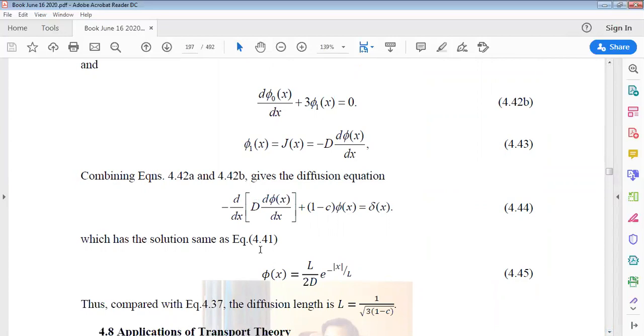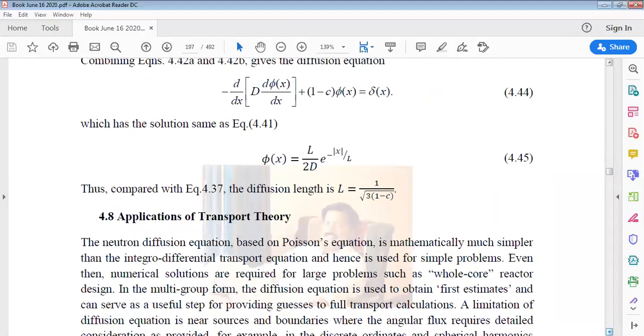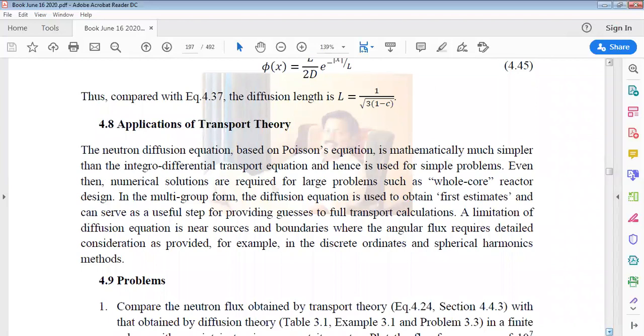So phi of x is L over 2D e to the minus x over L. Okay, so you can see that the diffusion length is L equal to 1 over the square root of 3 times (1 minus c). So let's see what the applications of transport theory are.